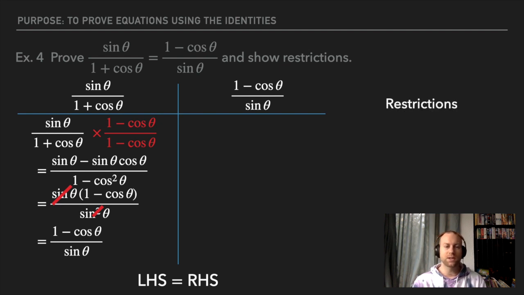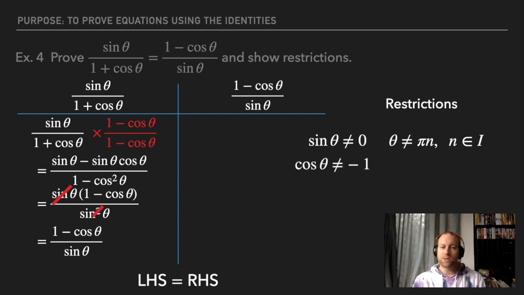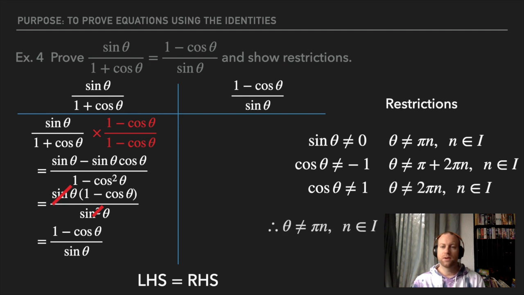Let's look at restrictions very quickly here. We've got two things we need to deal with. I cannot have sine theta equals 0. That's from the right-hand side of the equation. I also cannot have cos theta equal -1. That's from the left-hand side of the equation. This occurs when theta equals pi plus a full rotation. Because of my 1 minus cos squared theta, I also cannot have cos theta equal 1. Again, that's from the conjugate we got here. So theta cannot equal 2 pi n. Therefore, if I combine all those different restrictions together, this is what I'd get for the total.